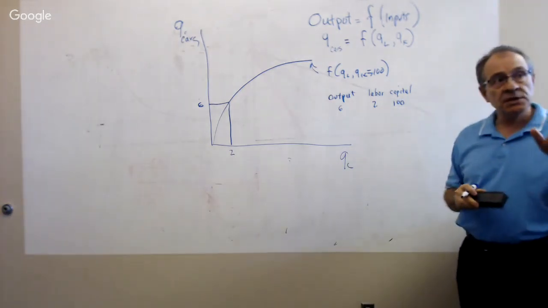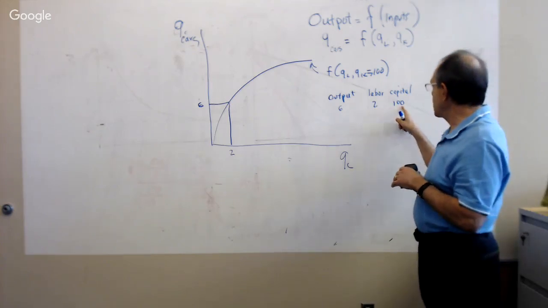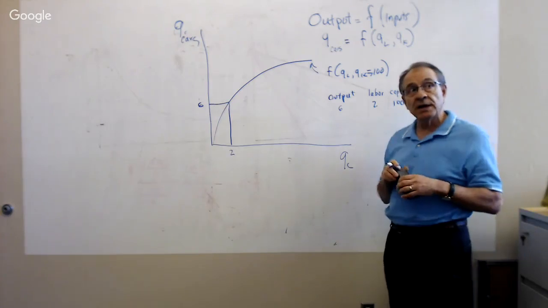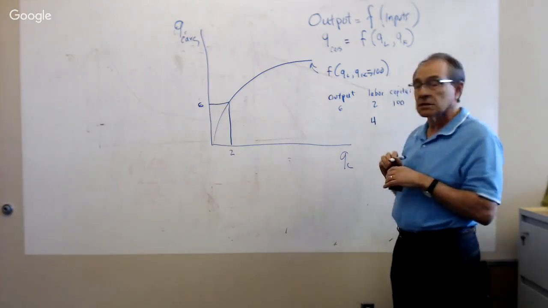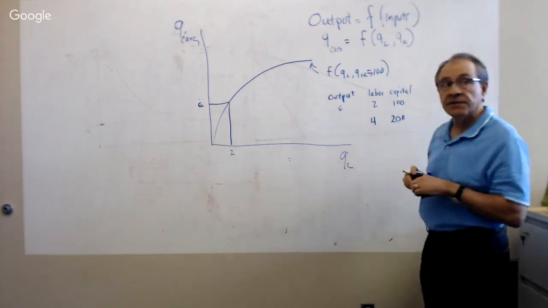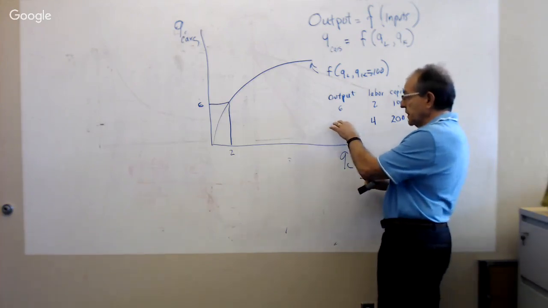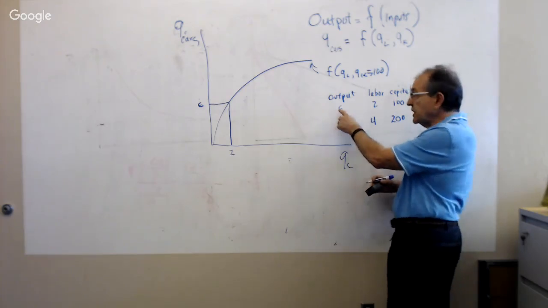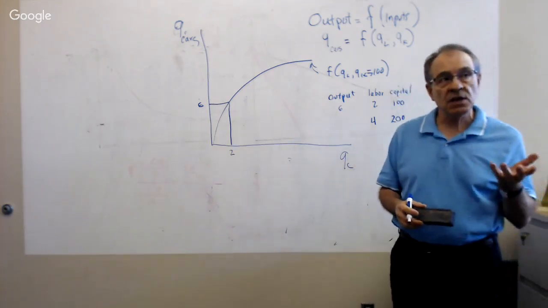So what I'm going to do is double the amount of labor and double the amount of capital. I'm increasing each by 100%, so I'm going to have 4 workers and 200 units of capital. I do know that this is going to expand and I'm going to get more output. But the question is, by what percent does it go up?